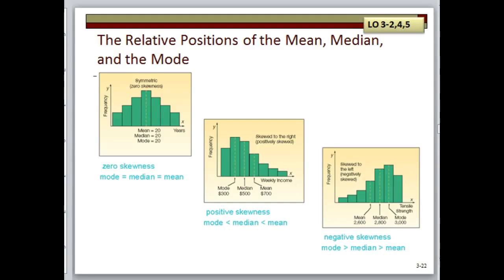If the distribution is highly skewed, either negatively or positively, the mean would not be a good measure to use. The median or mode would be more representative.